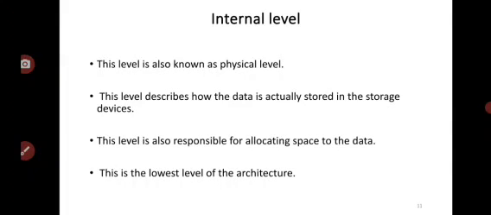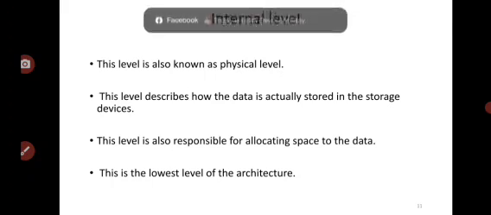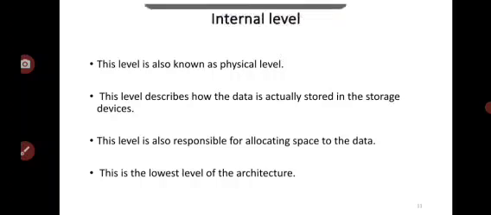Next we come across the internal level. This level is also known as a physical level. This level describes how the data is stored on the physical devices such as hard disks, SSDs, storage devices. This level is also responsible for allocating the space to the data, and this is the lowest level of architecture, where the data is stored on the physical media. Okay, so that is all about the internal level.